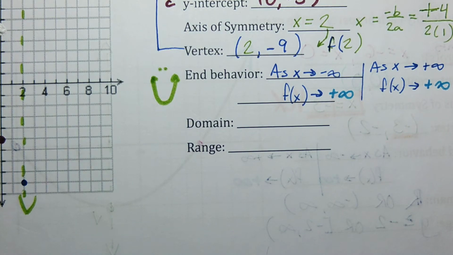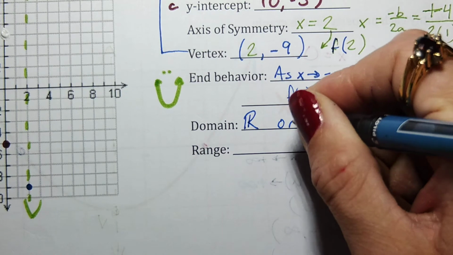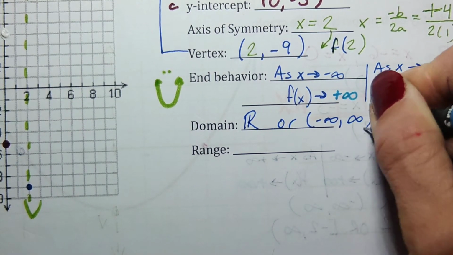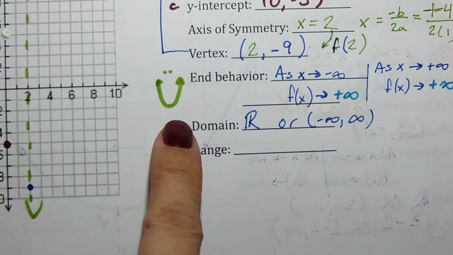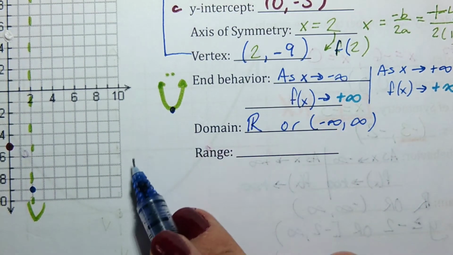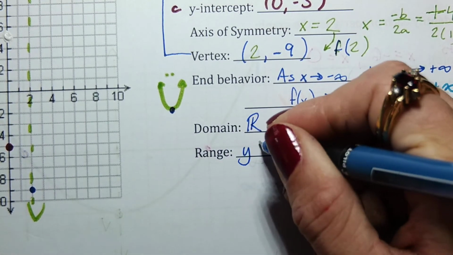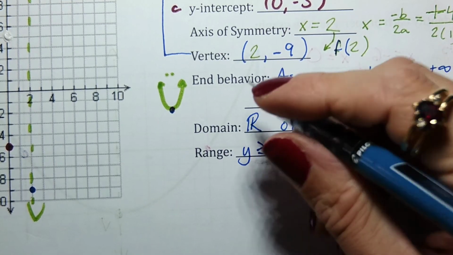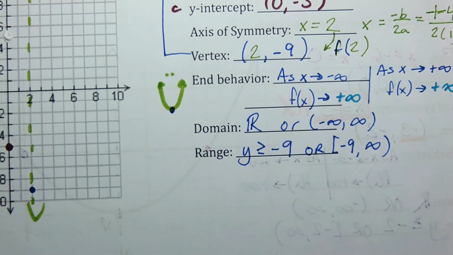What's our domain automatically? All real numbers. So either this or this. What about the range? Do we know it without looking at the graph itself? Where do our y values start? At the y value of the vertex. They start at -9 and they're covered going up. So either y greater than or equal to -9 or bracket -9 to infinity.